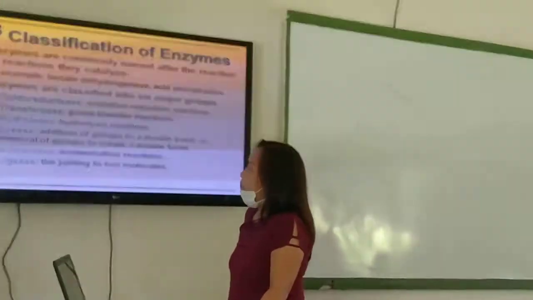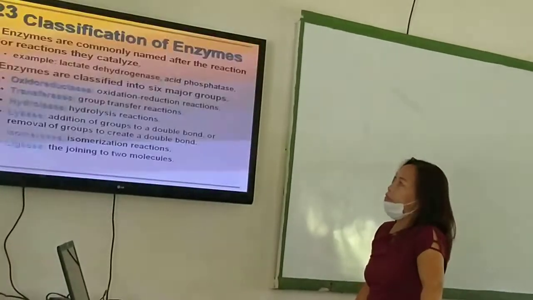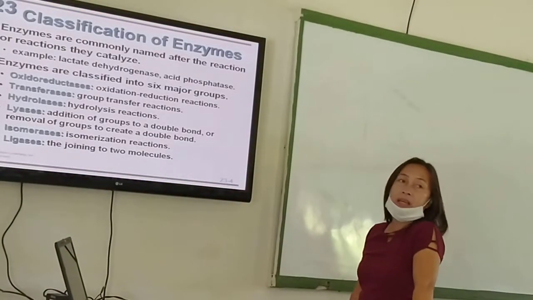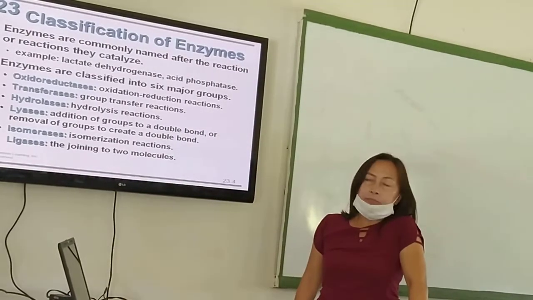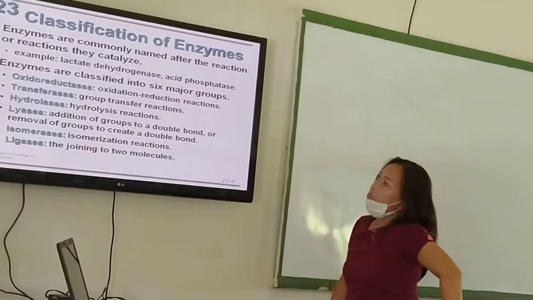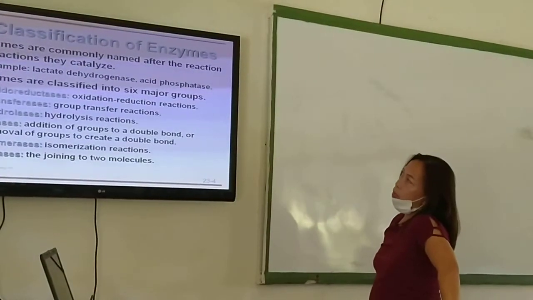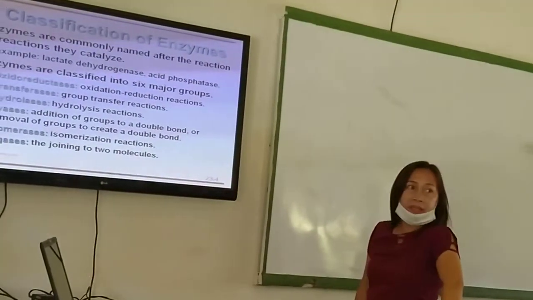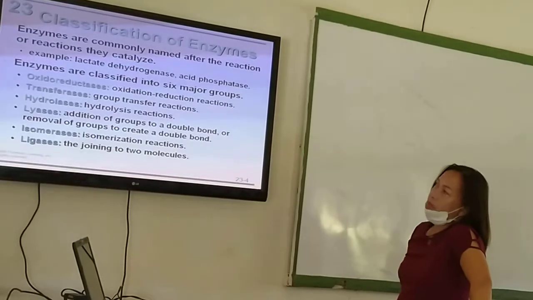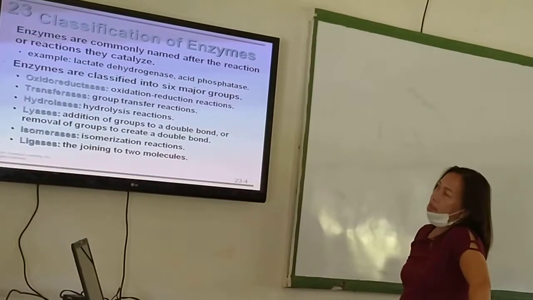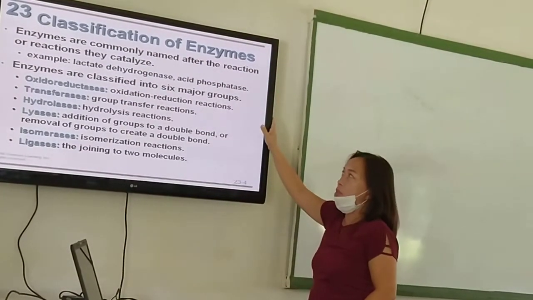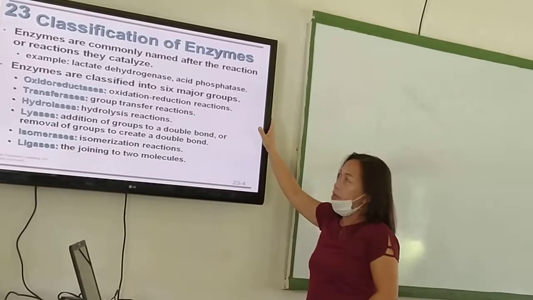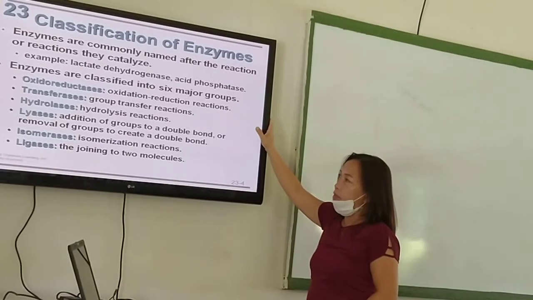Now they are commonly named after the reaction or reactions they catalyze. So it's easy to recognize enzymes because they are named according to the reaction they are catalyzing. We have some examples here: lactate dehydrogenase, acid phosphatase. Now we have these different classifications of enzymes. These are the 6 major groups of enzymes.